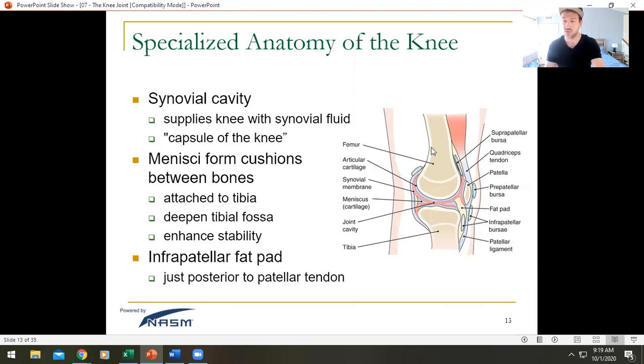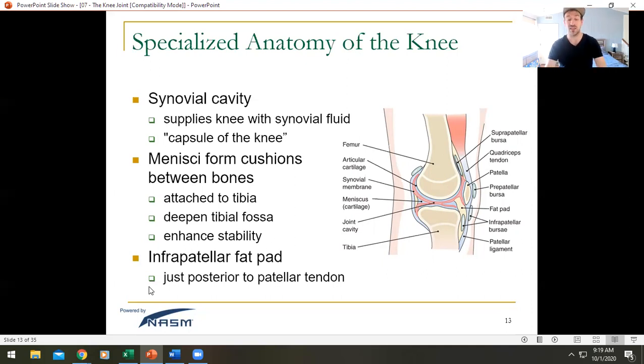Like most of the joints in your body, it is a synovial joint. So it's got a little cavity, and then it's filled with synovial fluid, which is that kind of egg white material that acts as grease within our joints. Sometimes people refer to it as the capsule of the knee. And if you ever burst that capsule and your body goes, oh no, we need more fluid, it'll flood it.